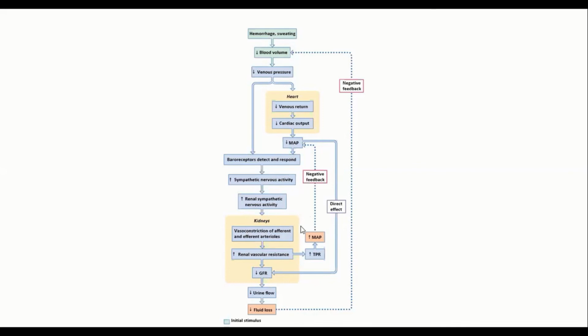And here we have this negative feedback loop from the vascular resistance in the kidneys, which is going to affect the mean arterial pressure because as we increase vascular resistance in the kidneys themselves, the kidneys are part of our sort of total peripheral systemic blood system. So they're going to increase our total peripheral resistance, which has the effect of increasing our mean arterial pressure.